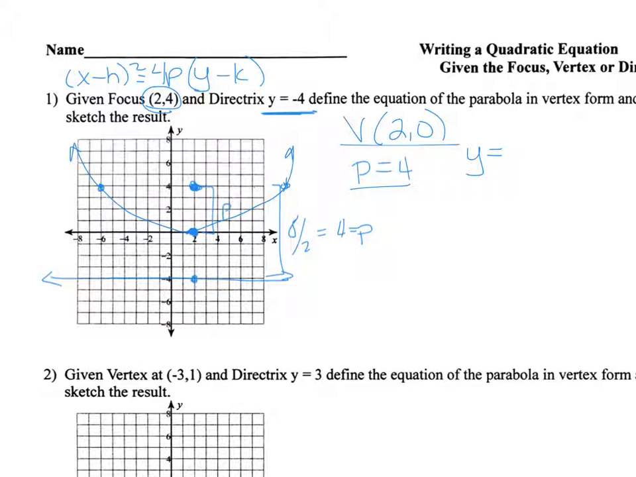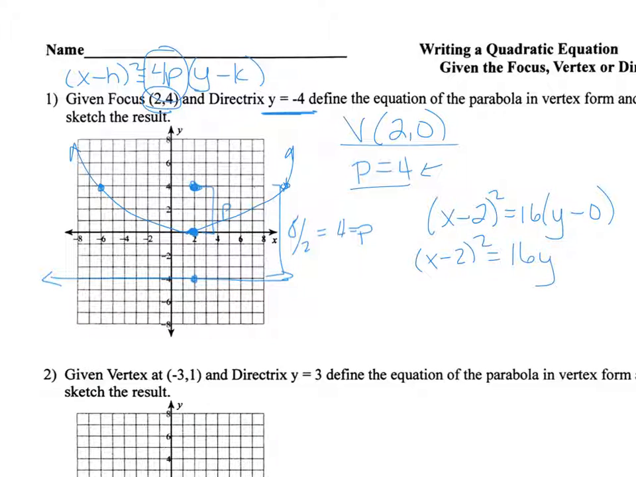So y equals, oh, why do I keep doing that? That's standard form. So vertex form is (x minus 2) squared equals 4 times this 4. Remember, this is 4p here, so 4 times 4 is 16. And then (y minus k), which is 0. So this is (x minus 2) squared equals 16y. This is our vertex form.